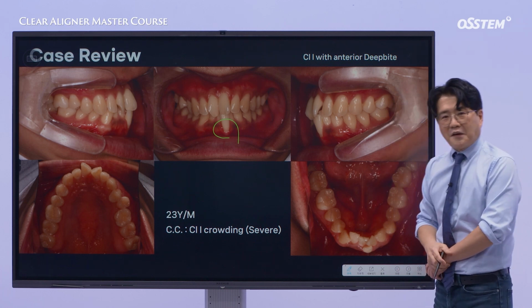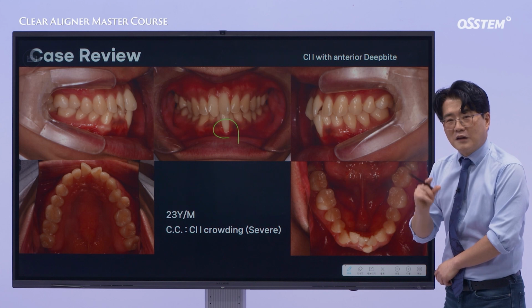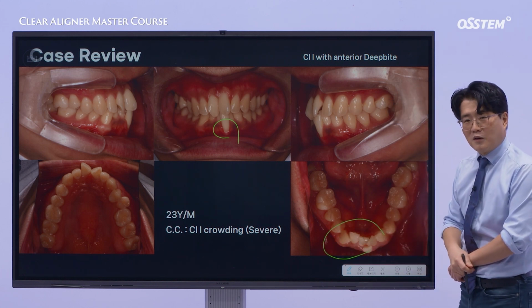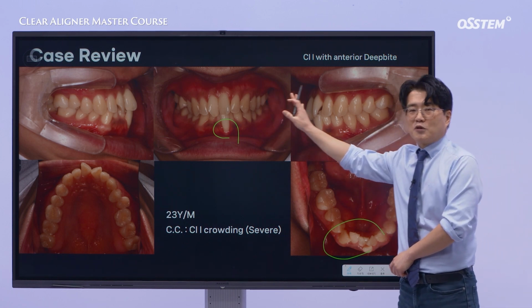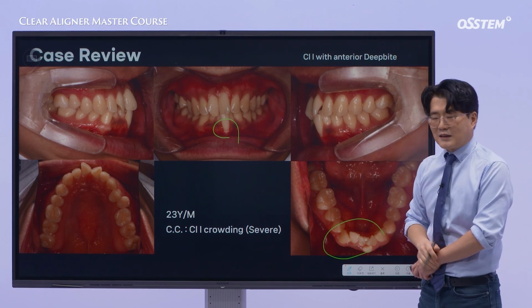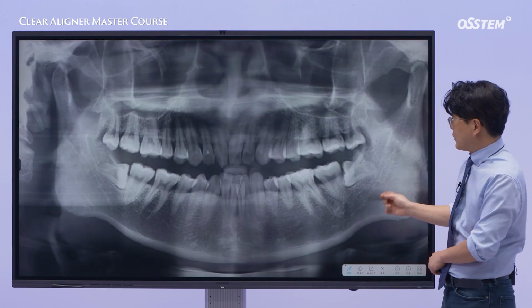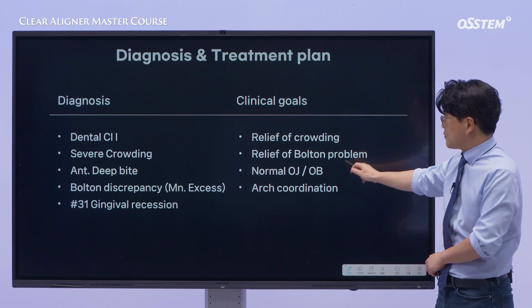There's another notable feature. The maxillary anterior teeth look very narrow and elongated. Compared to what? Compared to the mandibular anterior teeth, they appear relatively narrow and elongated, don't they? This may suggest an anterior Bolton discrepancy, in other words, a tooth size discrepancy. Here are the cephalometric and panoramic radiographs. Based on this, we planned the clinical treatment.